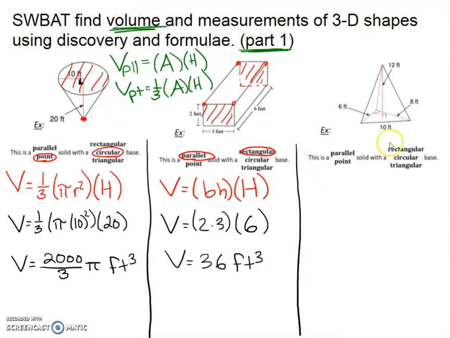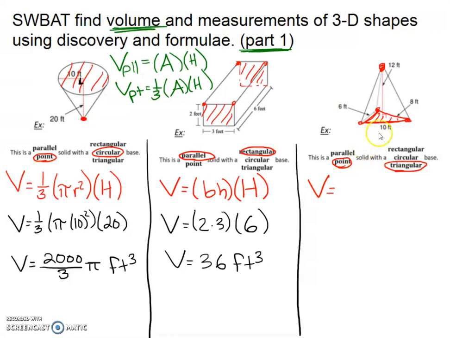Our last example in this video is a triangular-based point solid. You notice we've got a triangle on the bottom, or on the base, it doesn't always have to be the bottom, and every vertex on that triangle connects to the same point. It doesn't connect to another triangle, which would make it a parallel solid. It connects to the same point, which makes it a point solid. So we've got a point solid with a triangular base. This is also called a tetrahedron, just like this is called a cone, if you wanted to know that.